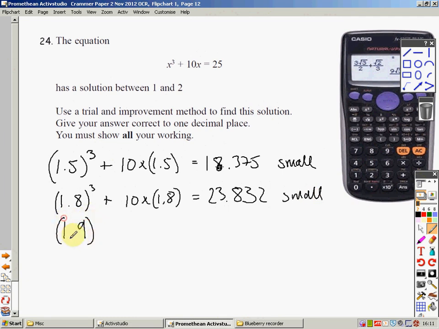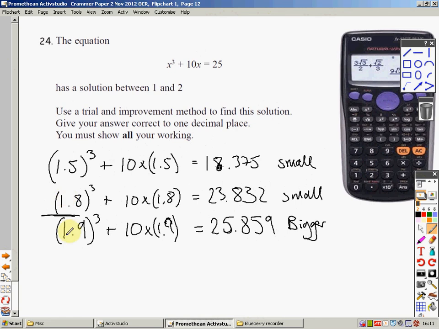Let's try another one. 1.9 cubed plus 10 times 1.9 equals, again I'm going from a replay just because it really speeds things up, 25.85. Okay, that's too big. That's lucky. Ooh, I put bigger or big, doesn't really matter. So, it's going to be between these two here, between 1.8 and 1.9.